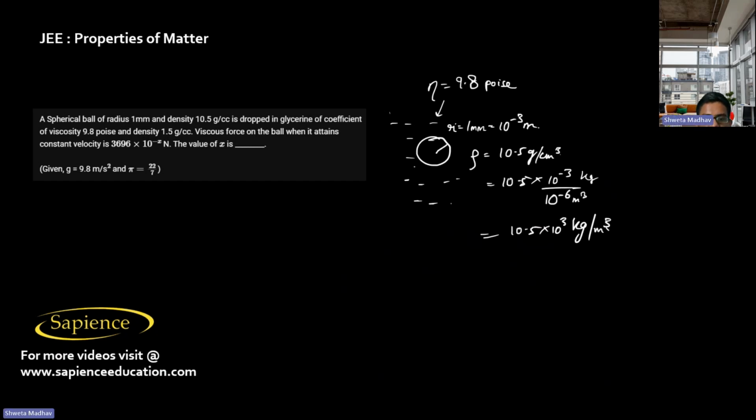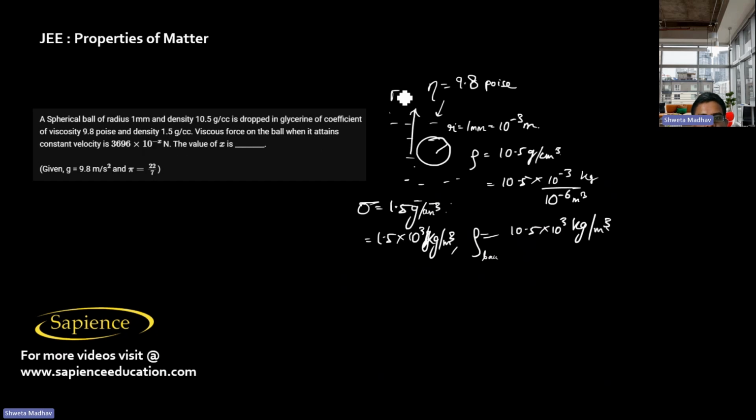Now 1 poise equals to, you can say, okay, and the density of glycerin, that is sigma, that is 1.5 gram per centimeter cube, which is 1.5 into 10 power 3 kg per meter cube, and rho, that is the density of the ball, that is 10.5 into 10 power 3 kg per meter cube, and the viscous force on the ball when it attains constant velocity.